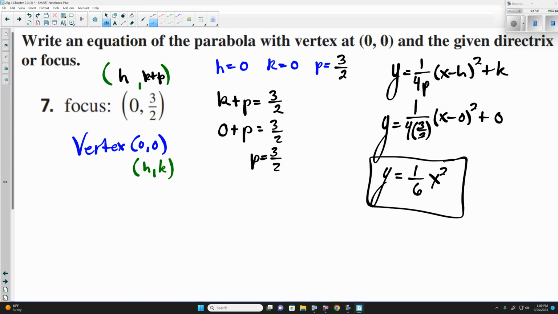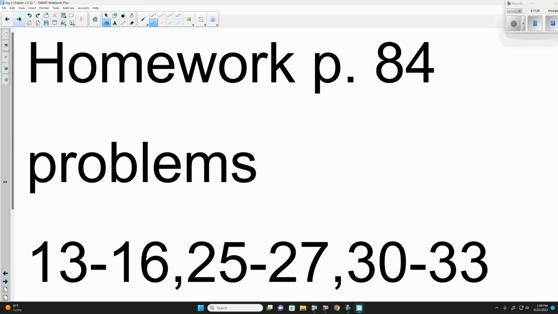Questions on this here? How do we feel about this so far? Are you ready for the next one? That's it. And that is it with 2.3. We are completely done with 2.3, which means we're moving on to 2.4 next.